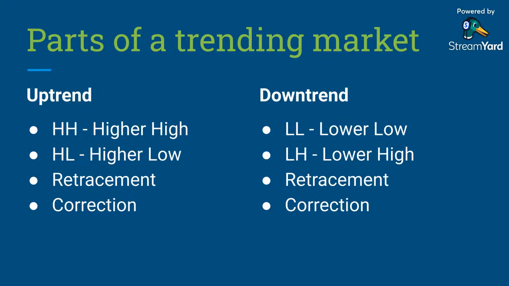So we have the uptrend and the downtrend. For the uptrend, the first part is what? The higher high. Don't worry, I'm going to show you guys a practical illustration, right? We then have the higher low, the retracement and the correction. Then on the downtrend, we have the lower low, the lower high, the retracement and the correction. If you're following me, please drop a fireball in the comment section as we progress. So these are the parts of the trending market.